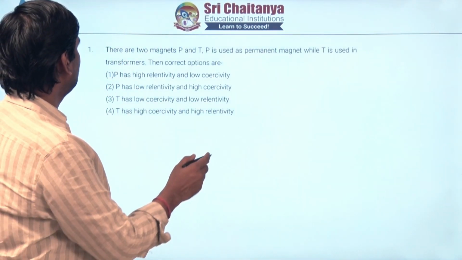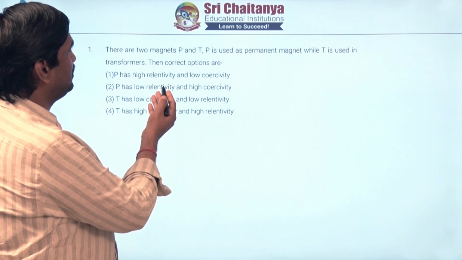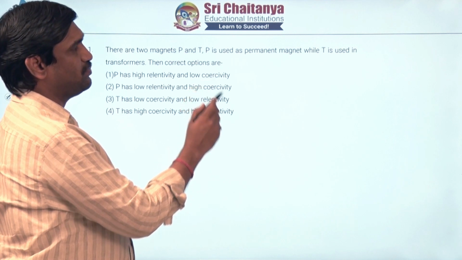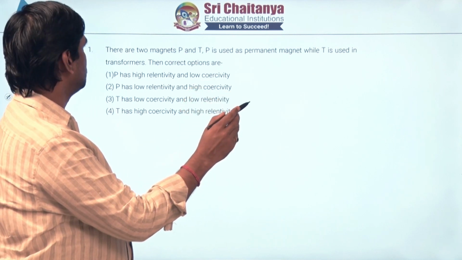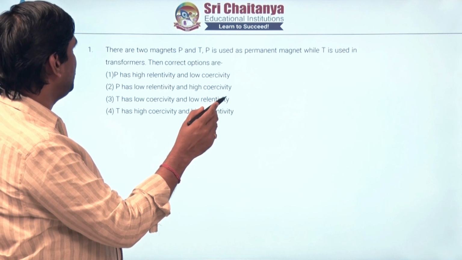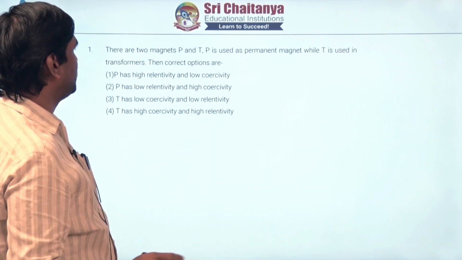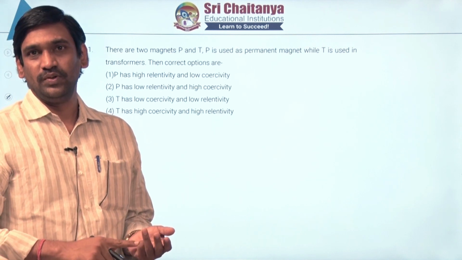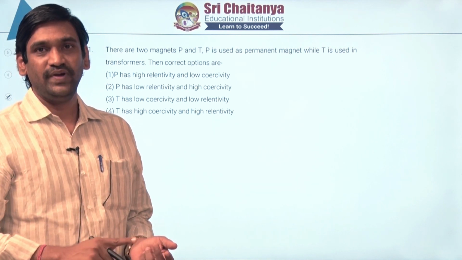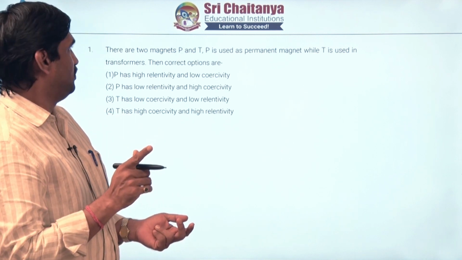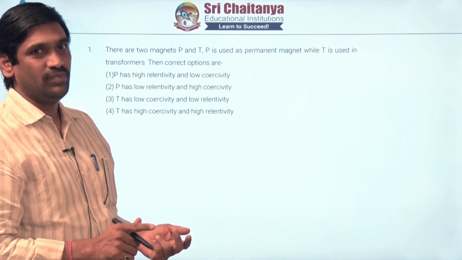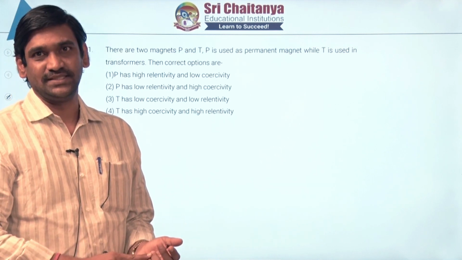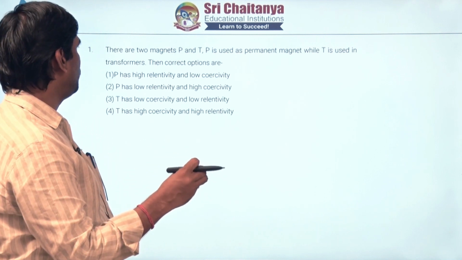In the first question, they have given two magnets P and T. P is used as a permanent magnet and T is used in a transformer. Then which option is correct? In permanent magnets, coercivity is more, retentivity is more, whereas in magnets which are used in a transformer, coercivity should be less, retentivity should be less. So we have to identify which one is correct.